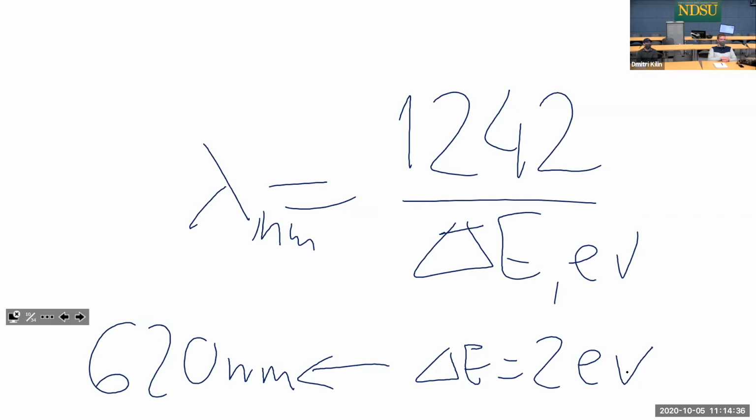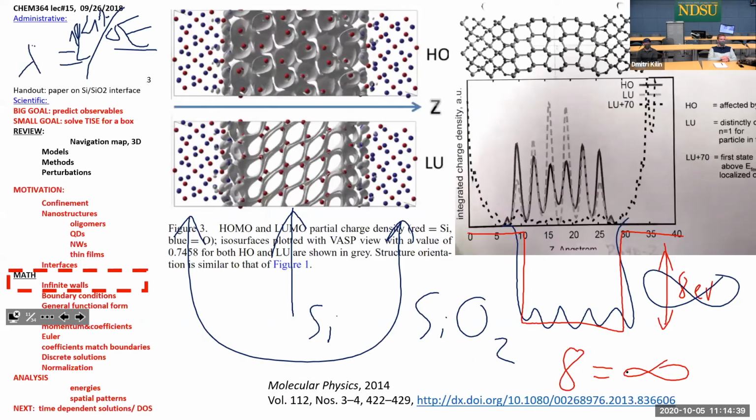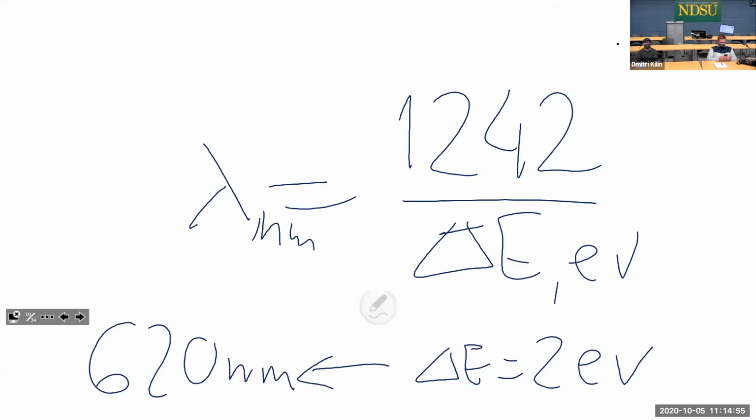Right? Oh, someone in the chat. Spencer has a question: how did you get 1242, or is it just standard for finding the wavelengths of color? Spencer, I'm very happy to have this discussion. I was missing this part. So this is a conversion factor.